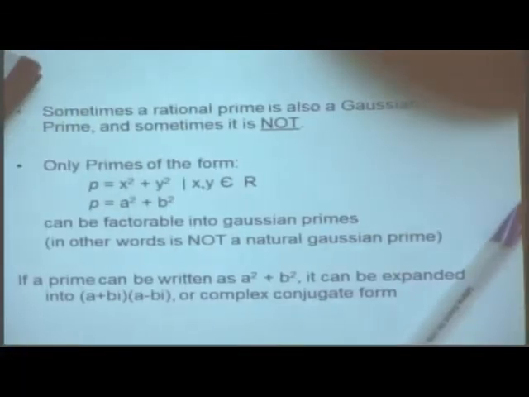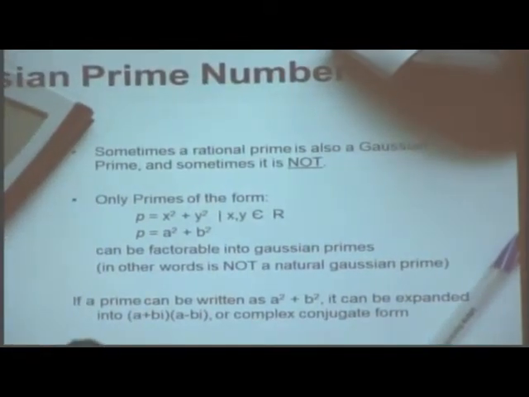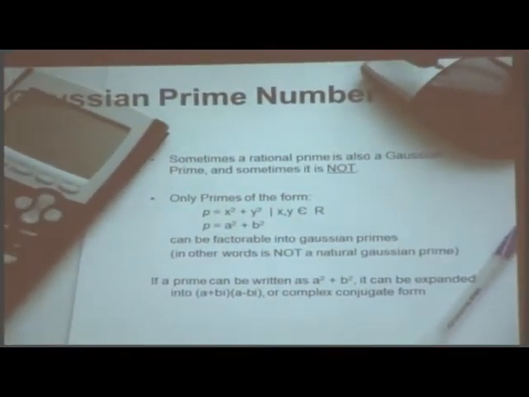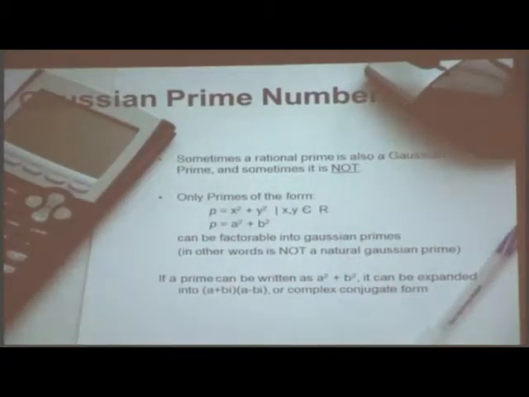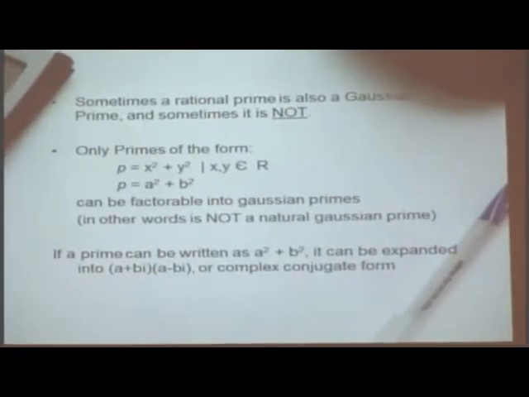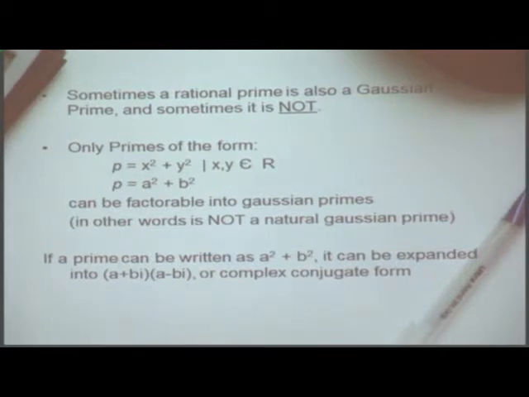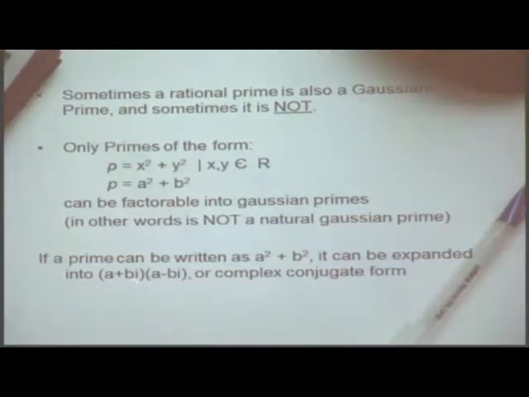So sometimes a rational prime is also a complex prime. Only numbers of the form x squared plus y squared, where x and y are integers, can be factored into Gaussian primes. So what that means is if you can take a rational prime and express it as the sum of two squares, we can expand it into complex conjugate form, a plus bi times a minus bi.